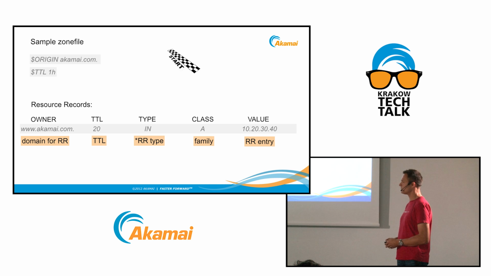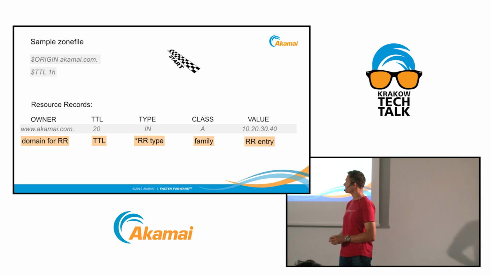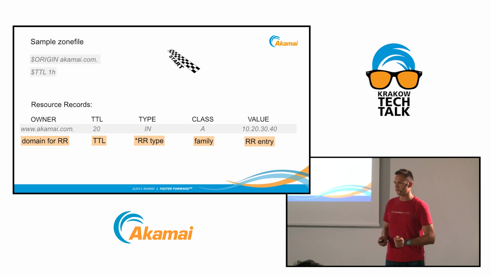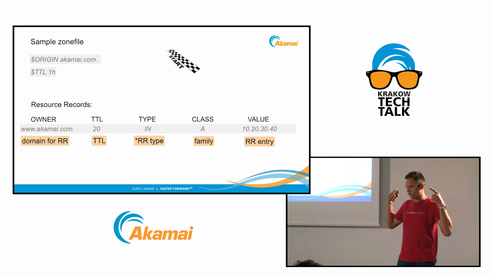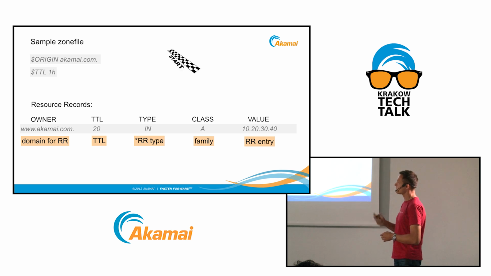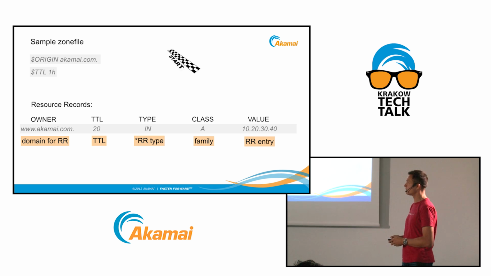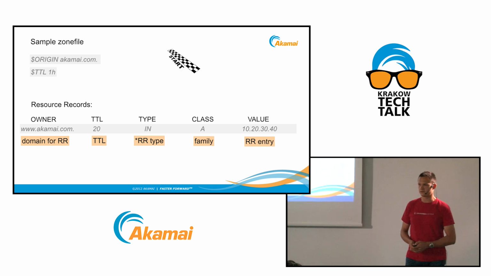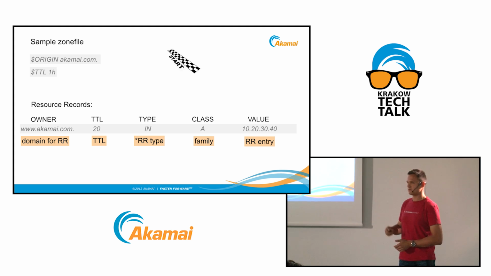Now, how does it look? It all starts from the origin. The origin is a directive. It starts with a $ character. It means that it is processed in a special way. It is not just a string, but it has some meaning for a DNS server. In this moment, the origin is Akamai.com, which means that we will be describing the Akamai.com zone below. Then there is another directive, time to live, which says for how long we should cache all records in that zone file if it is not overwritten below.